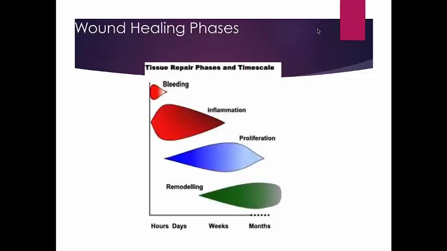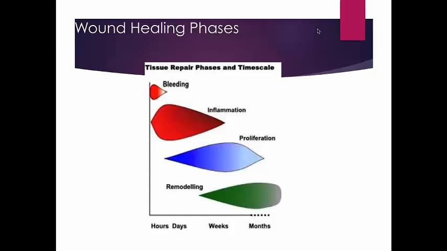First we're going to talk about the wound healing phases. I'm going to talk about this briefly, but it is an area you really need to know a good bit about. This shows the tissue repair phases and their time scale, with hours, days, weeks, and months at the bottom. The bleeding, or hemostasis, phase is the shortest portion, with the proliferation and remodeling being some of the longer ones.